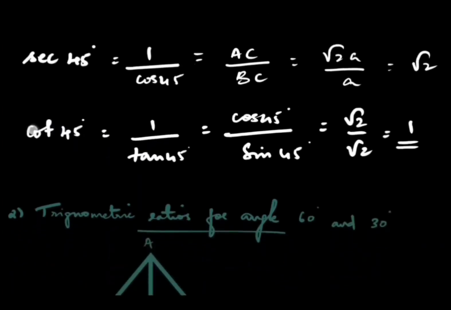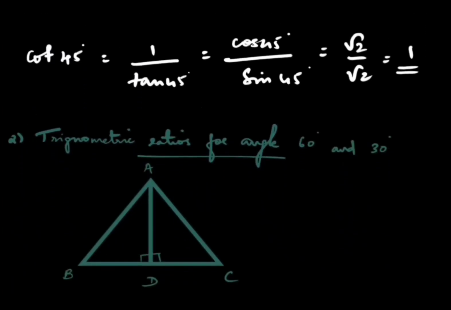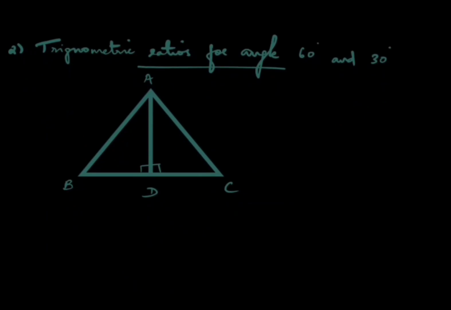Now let us see trigonometric ratios for angle 60 degrees and 30 degrees. Let us initially construct an equilateral triangle ABC with sides being 2A. And then construct a perpendicular AD dividing the line segment BC into half, which makes BD equal to A and DC equal to A, which also divides the angle A 60 degree equally and creates a 30 degree.